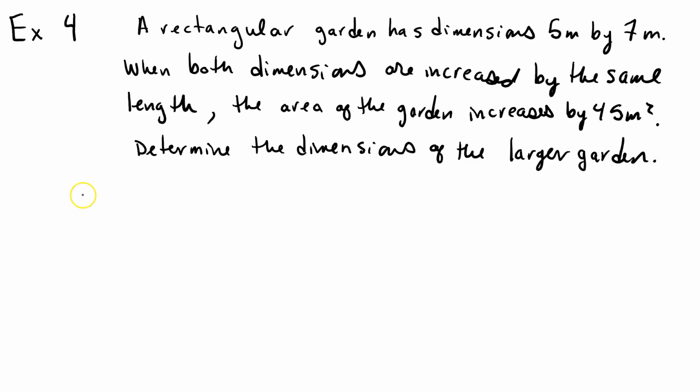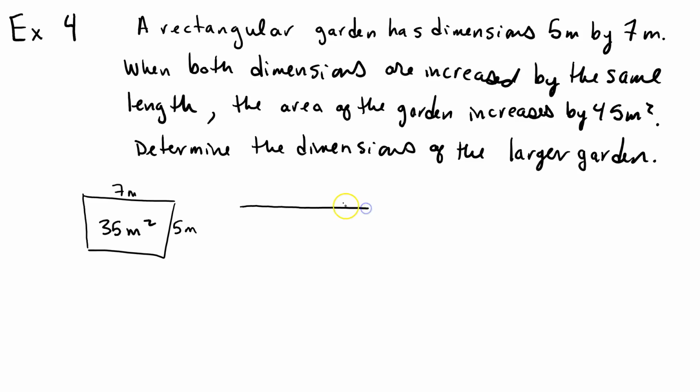So let's just draw this thing out. Okay? So here is the original garden. We know that it is 7 meters by 5 meters. I know that that means that it's 35 meters squared. So we're going to increase by the same amount on either end.